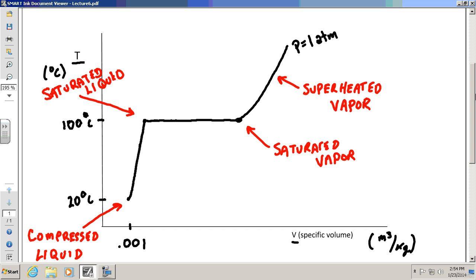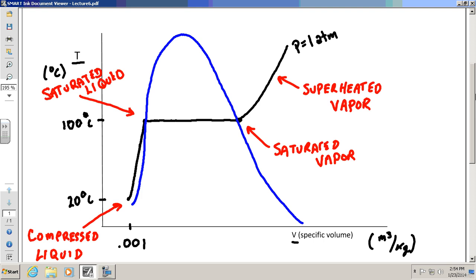I'm going to add what in thermodynamics we like to call the dome. Okay? So let me draw for you the dome, and you do your best to draw it as best you can. Something like that. Draw that as best you can. Make sure that the saturated liquid point meets the dome on the left side, and make sure the saturated vapor point meets the dome on the right side.